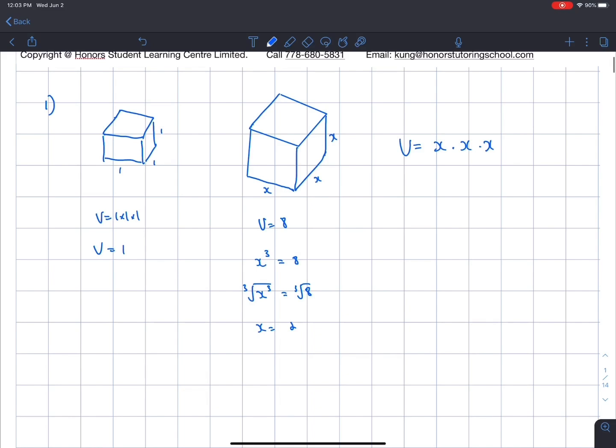So now we can compare the side length. The side length is just twice as long. The larger cube is twice as long.